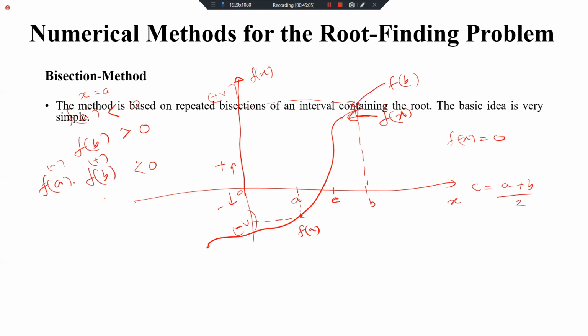If there are sign changes, then we can say with the mean value theorem that the root lies between a and b. You can see here the root of f(x) is between a and b, no?